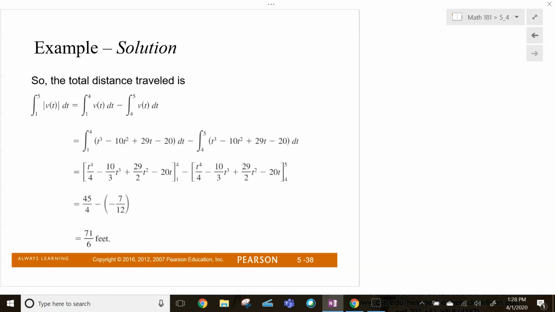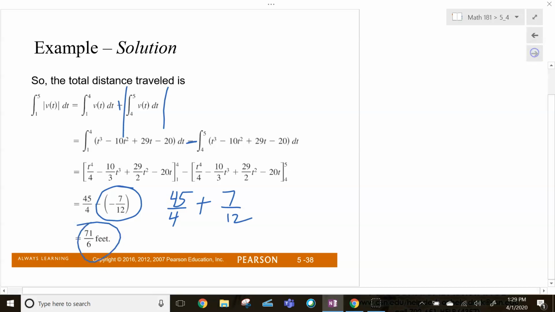Run through 1 to 4. In this display, they just put a negative in front of it instead of going plus an absolute value. You could do either one of those as long as you change the sign so that thing ends up being positive. You get 45/4 plus the 7/12, so you get 71.6 as the total distance traveled on that one.